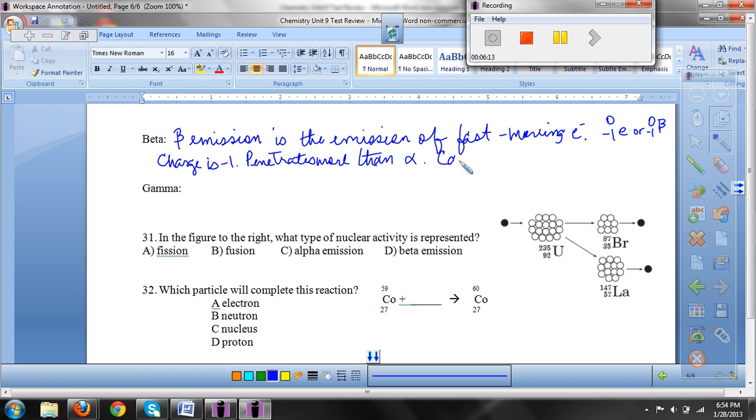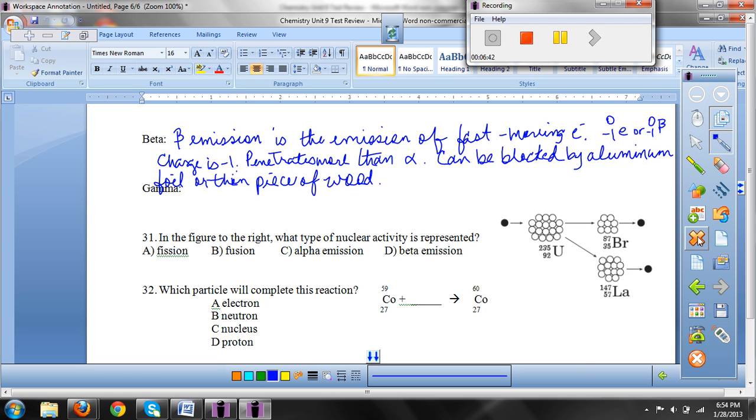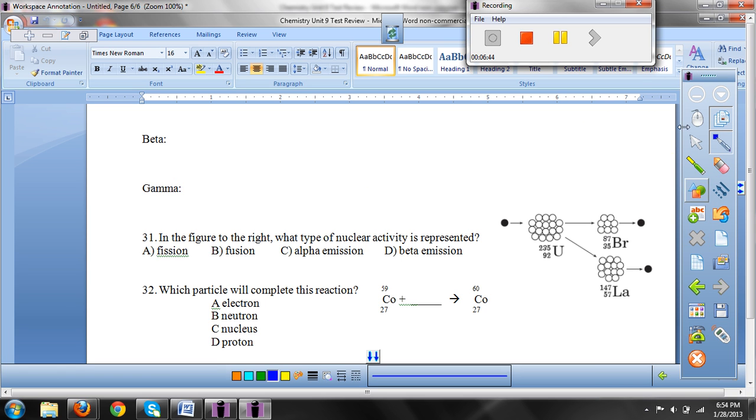It can be blocked by aluminum foil, or a thin piece of wood. T-H-I-N is what that's supposed to say. Piece of wood. All right, so that's beta emission. I'm going to erase that and talk about the gamma.